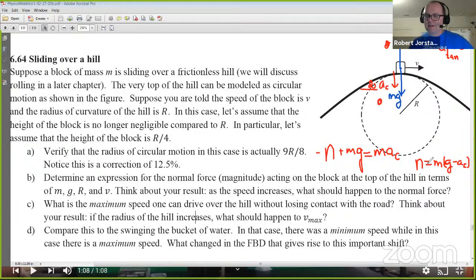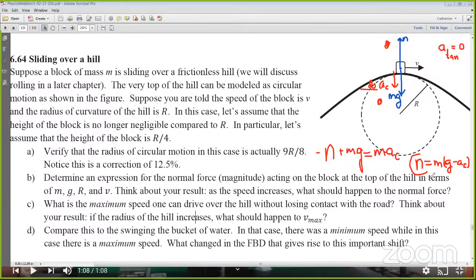So in this case, let's think about this. What happens if you go faster and faster over the hill? So let's say the first block went over at 1 meter per second. The next one goes over at 1.5 meters per second. The next one goes over at 2 meters per second. What happens to the normal force for each successive block? If you go faster, what happens to the normal force? That's what I'm asking. It decreases. What happens if you go too fast?